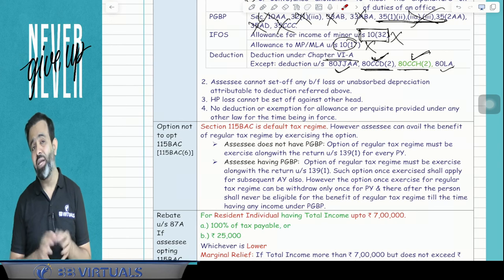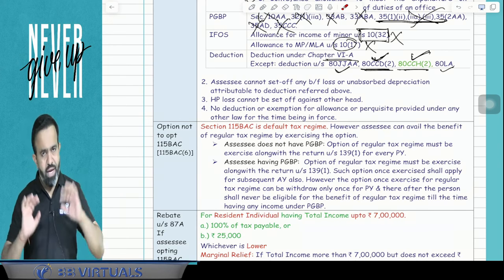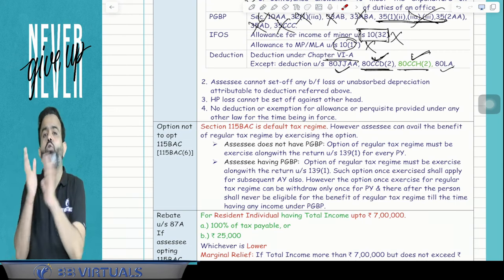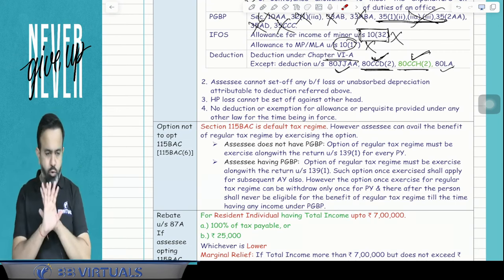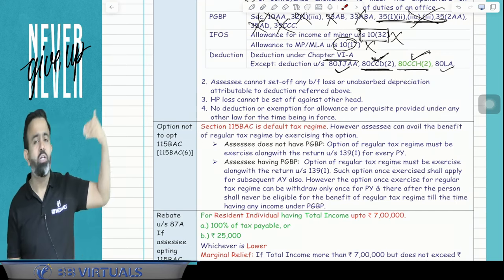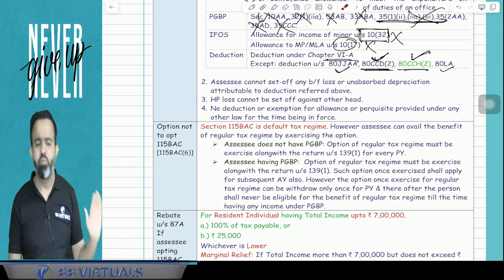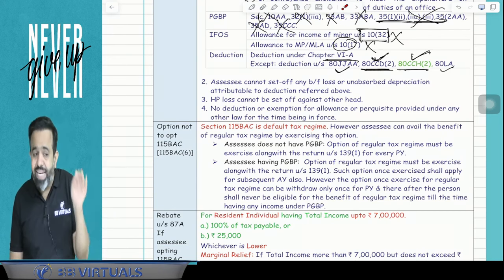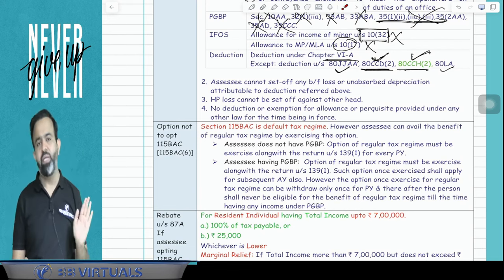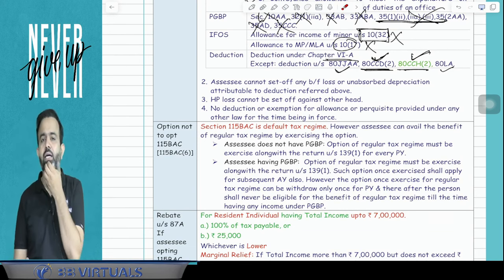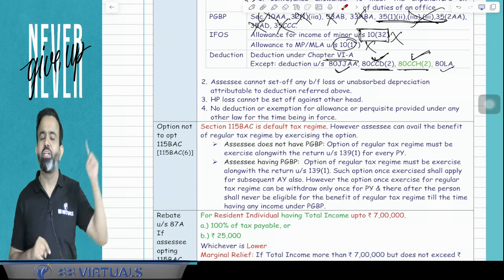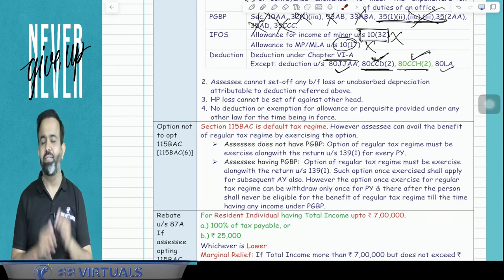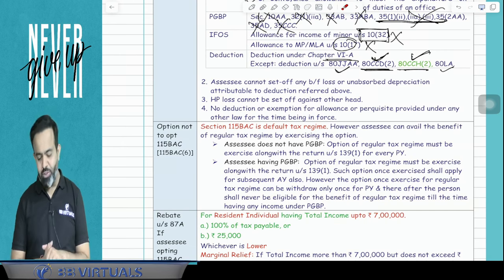But guys, suppose you are having the PGBP income, and if you opted out from 115 BAC, means you don't follow the 115 BAC and now you are following the normal provision, then just follow the normal provision for the next year also. But suppose in any year, if you opt 115 BAC, then guys, again, you cannot opt the normal provision till the time you are having the business. So till the time you are having the business, again, you cannot follow the normal provision. You got my point or not?